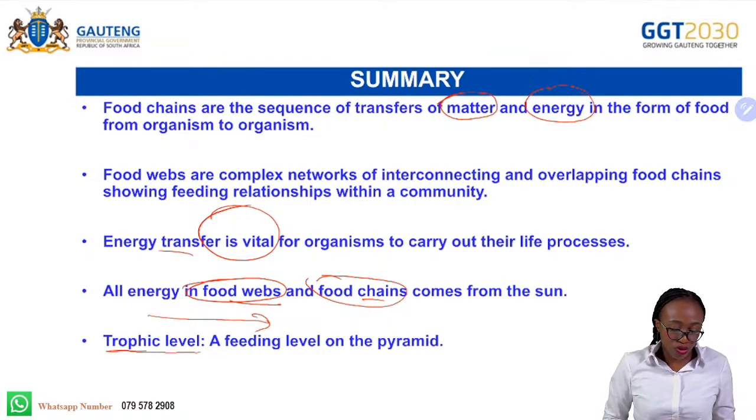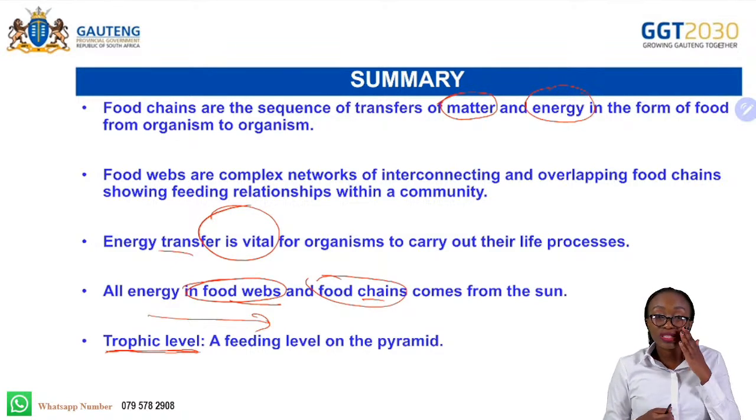And then we learned about trophic levels. Each step within a food chain or food web is a trophic level. We also learned that energy is lost in energy flow and energy transfer. An organism will use 90% of the food that it gets for its life processes, and some of that will be lost as heat or during the life processes.